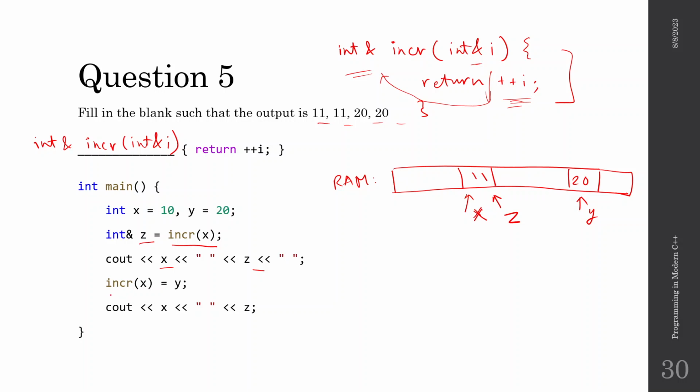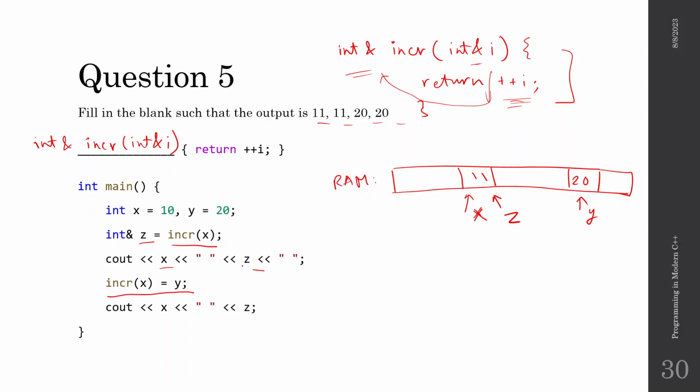Then we have this strange syntax that we are not normally used to: increment x equal to y. This means that increment x returns a reference, right? And which reference? Whatever input reference we are giving, the same thing is basically returned. There is no new reference created. Whatever we are inputting, we are getting at the output. So basically it is a reference to x only.